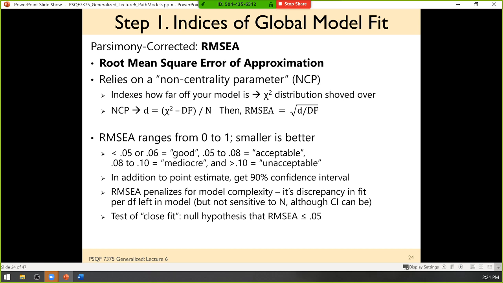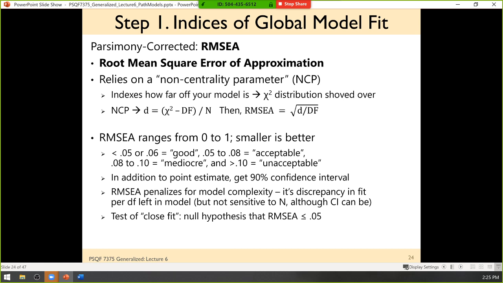But if it's 0.06 and it could be anywhere from 0 to 0.12, that's different. That's like, okay, I really don't have a lot of information here to judge fit with. So that happens when you have very small samples. You get these really wide intervals and a lot of imprecision.